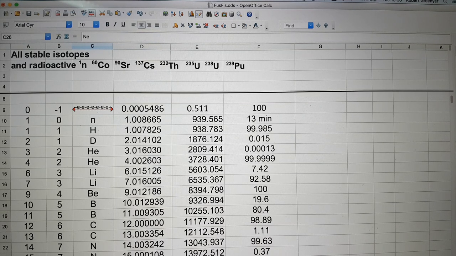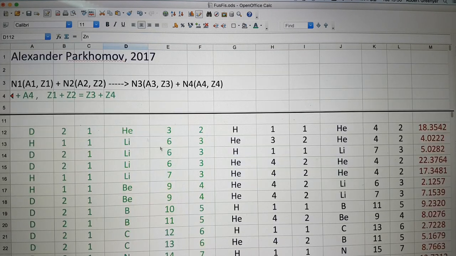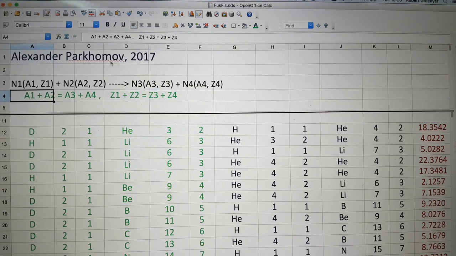And then what he looks at is two nuclei going to two other nuclei, where the overall nucleon count, protons and neutrons, is equivalent between the two sides of the equation. All are stable, and the net energy yield is positive.